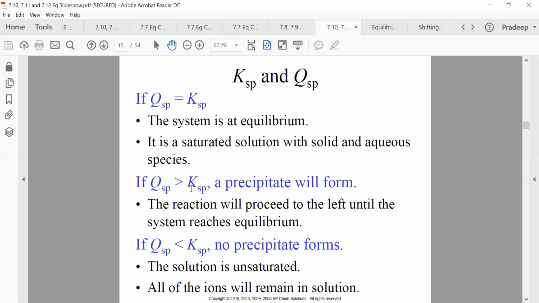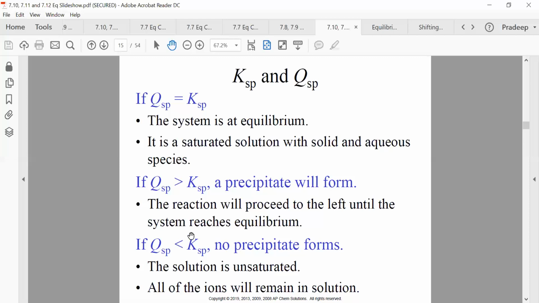So if in a question they ask you, based on whatever data they give you, will there be a precipitate forming in this reaction, what you need to do is calculate the QSP value from what they have given you and compare that to the equilibrium. So for QSP, you use the initial concentrations, and for KSP, you use the equilibrium concentrations, and then you compare those two, and you will be able to tell whether there's a precipitate forming in that particular reaction or not.